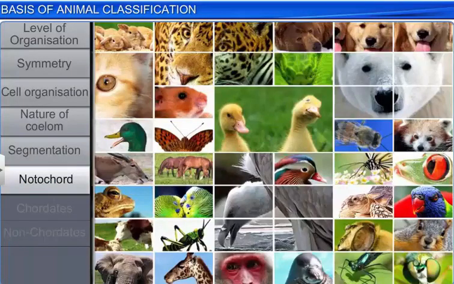We just studied how we can classify animals into different categories on the basis of some fundamental features.